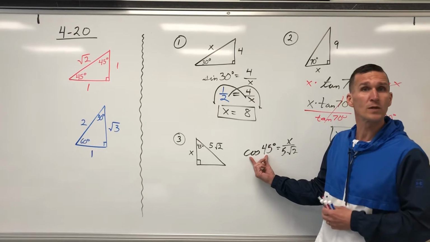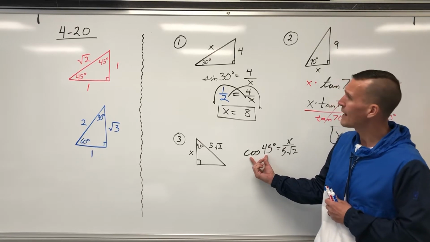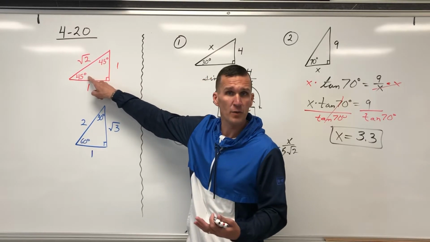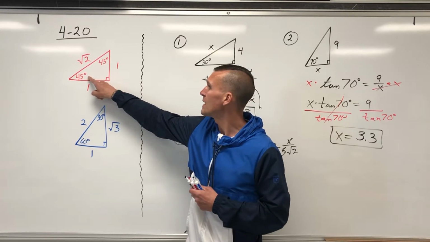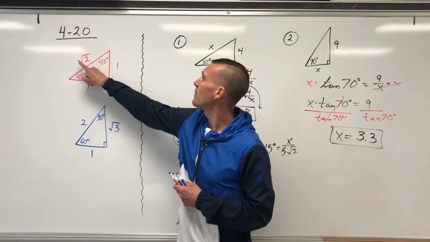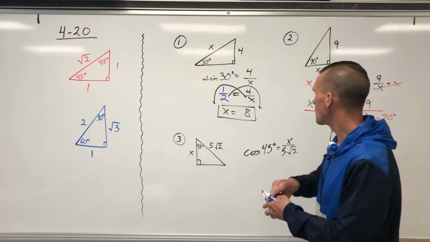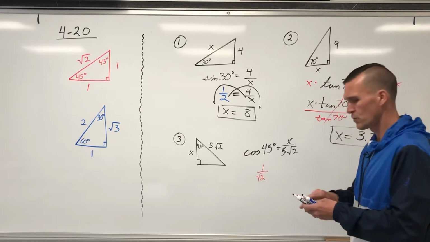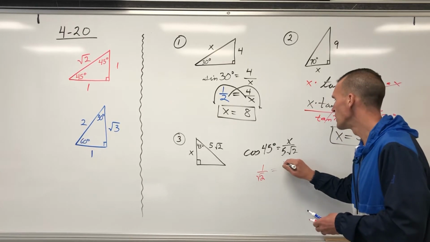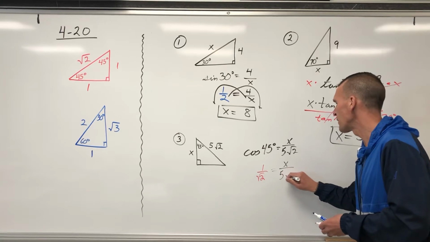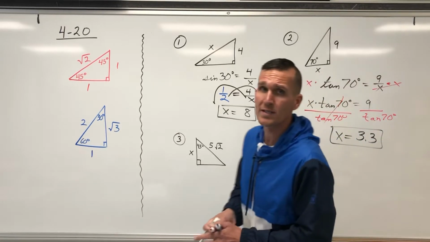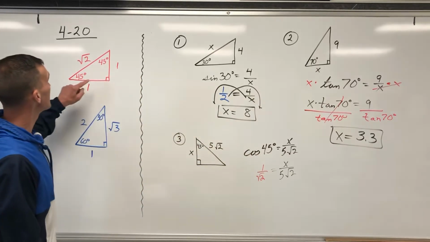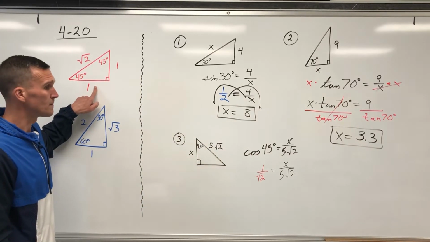Why is it a really ugly decimal number? I can look back at 45 degrees, either one of them, and I'll do cosine of 45 degrees using this triangle. The adjacent side is 1, and the hypotenuse is rad 2. So using that triangle, I get 1 over rad 2 is equal to x over 5 rad 2. So all I did was simplify cosine of 45 degrees using the values in my special triangle.